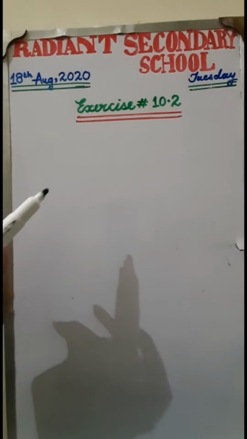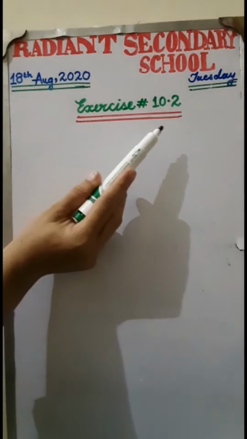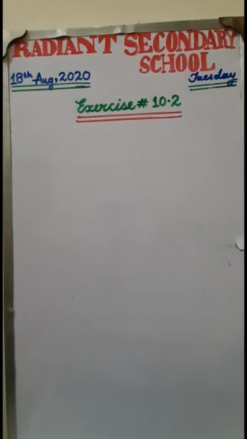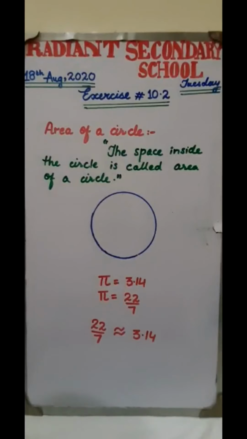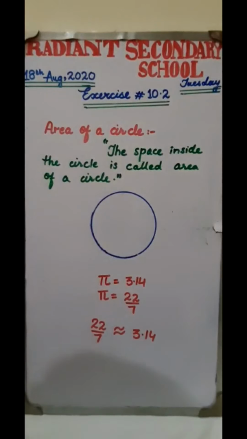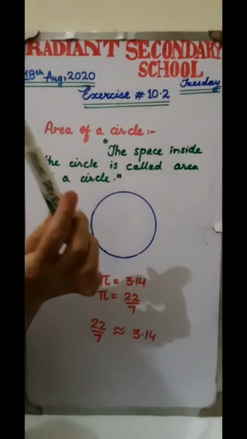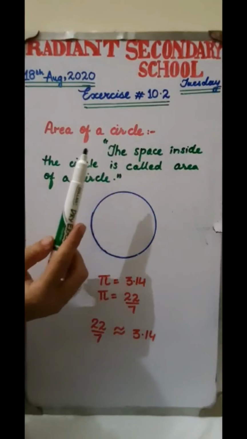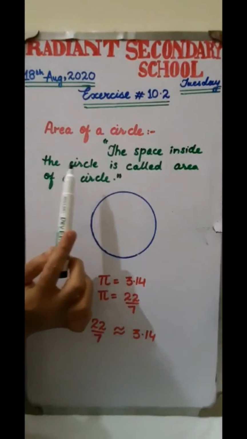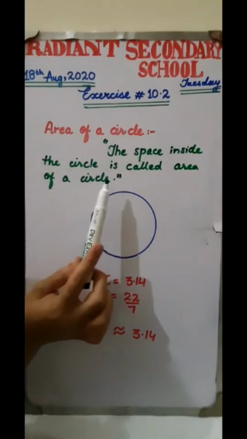Today we have to start exercise 10.2. Okay class, before starting 10.2 we have to recall some things which we have taken from the previous lecture as well. First thing we have to recall is the area of a circle. What is the area of a circle? The space inside the circle is called the area of a circle.